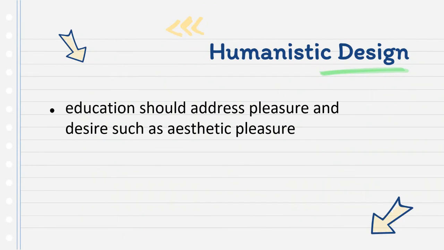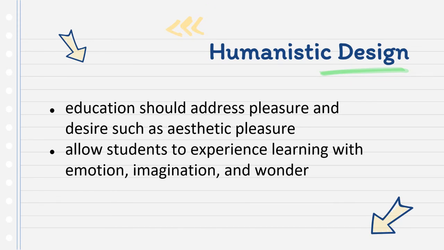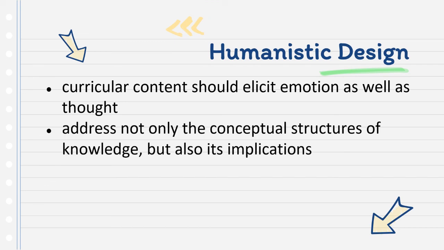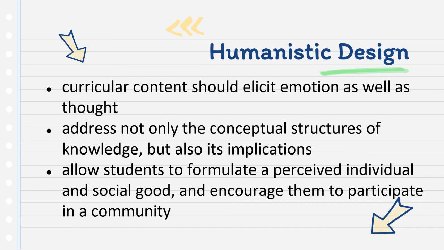Furthermore, in humanistic design, education should address pleasure and desire, such as aesthetic pleasure. It also allows students to experience learning with emotion, imagination, and wonder. Curricular content should elicit emotion as well as thought, and address not only the conceptual structures of knowledge but also its implications. And it allows students to formulate a perceived individual and social good and encourages them to participate in a community.